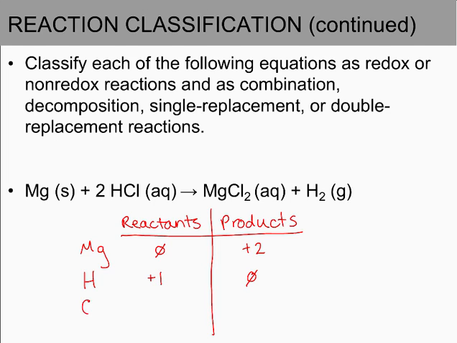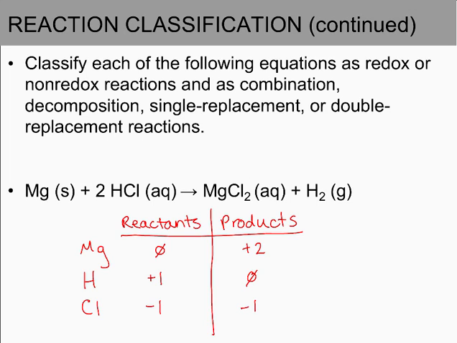And then our last element is chlorine. So chlorine is a group 7A metal, or nonmetal, excuse me. And it's a halogen. And what is the charge typically on chlorine? -1. So group 7A nonmetals will have a value of -1 in a molecule. And then in the product, chlorine is also -1.